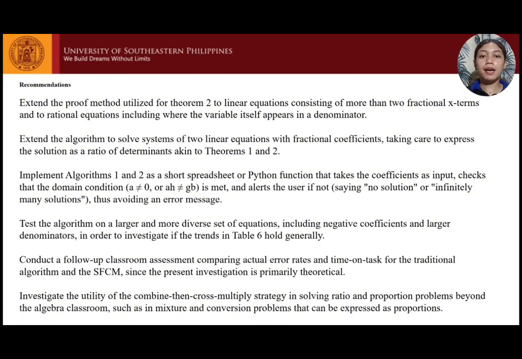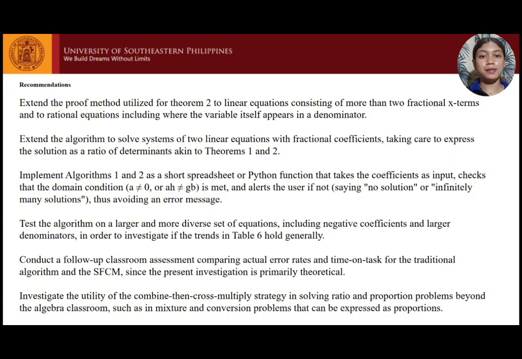Number 3. Implement it as a tool. Algorithms 1 and 2 could be implemented as a short spreadsheet formula or Python function that takes the coefficients as input, checks the domain condition automatically, and alerts the user with a clear message: no solution or infinitely many solutions, instead of an error. Number 4. Test on a larger, more varied set of equations. Future testing should include negative coefficients and larger denominators to see whether the trends we observe in Table 6 continue to hold at scale.